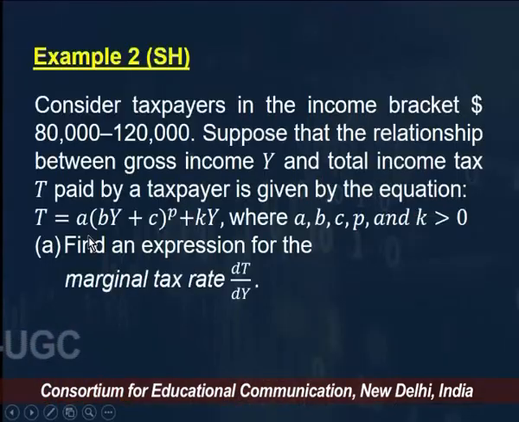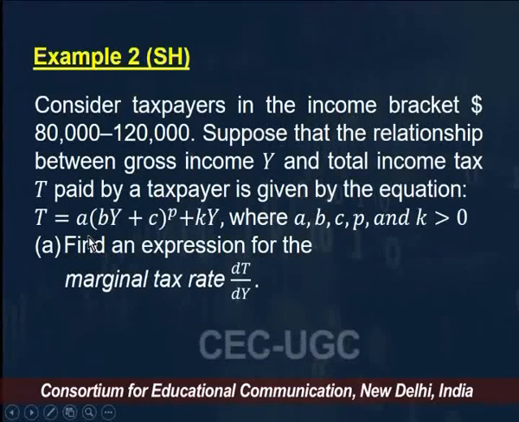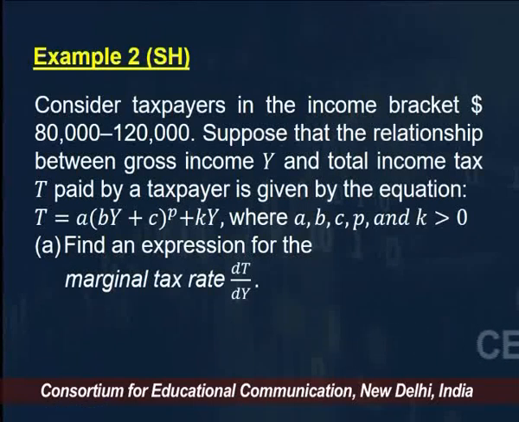So, let us suppose that this relationship for Y and T paid by a taxpayer is given by the equation T equal to A times (BY plus C) to the power P plus K times Y. Here A, B, C, P and K are all parameters. These are all positive constants, to be more precise. The first part of the question asks you to find an expression for the marginal tax rate, which is dT by dY.